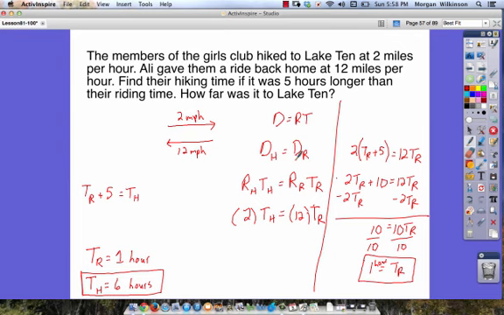Well, in order to figure out how far it was to Lake 10, we know distance equals rate times time. So if we know the hiking time was 6 hours, and they go at 2 miles per hour, 6 times 2, distance equals rate times time. Distance to the lake equals 6 times 2. The distance must equal 12, and in this problem, it was miles. Now we could have used this formula as well with our riding time, because 12 times 1 hour, well, that's going to give us our answer of 12 miles as well. So you can use either the hiking time or the riding time in order to solve this problem.